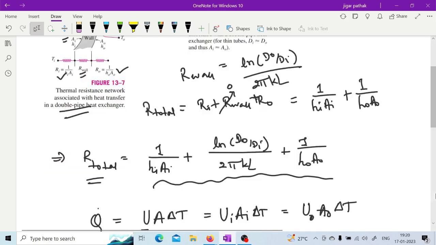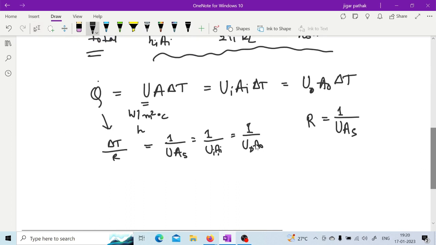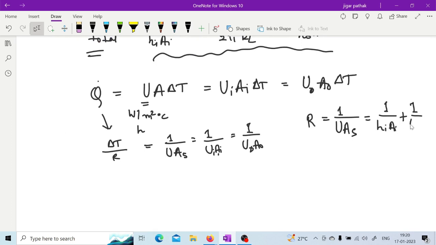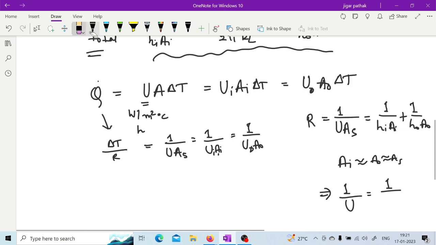Now this 1 upon hi Ai and 1 upon ho Ao will be directly equated to this, and further if we assume that Ai is almost equal to Ao, which is the total surface area, then you can simplify this. Let me write it more clearly. So this 1 upon U can be represented as 1 upon hi plus 1 upon ho.